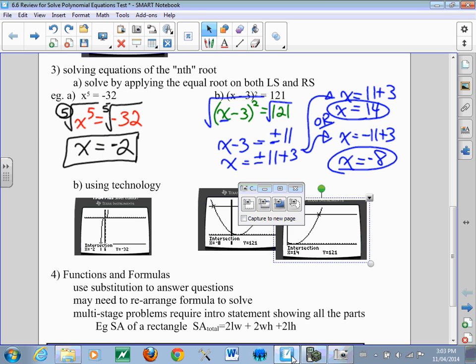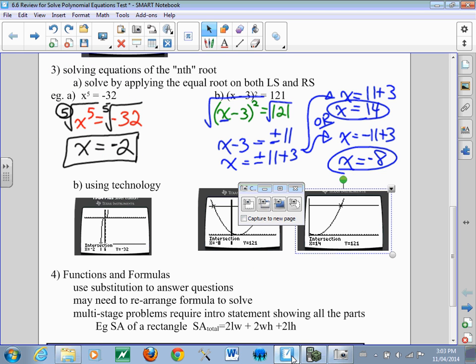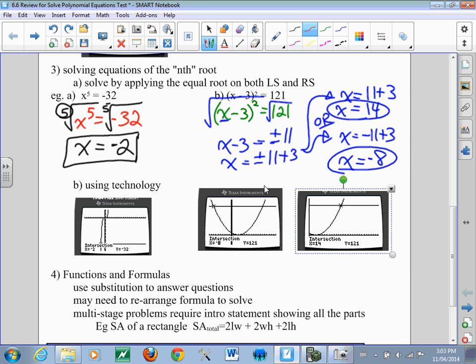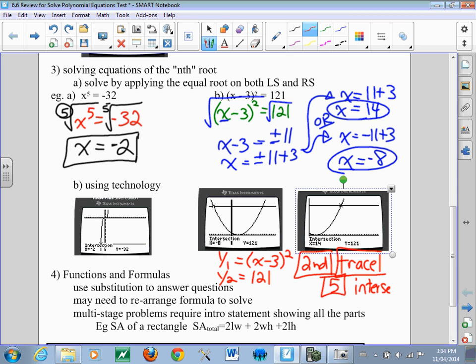All right, ladies and gentlemen, if you were going to explain this on your test, you would say, I put in the equation y1 equals x minus 3 squared, I put in y2 equals 121, and then I used second trace, which is calc, and then we used 5, which is the intersect point. That's the detailed information I'm looking for.